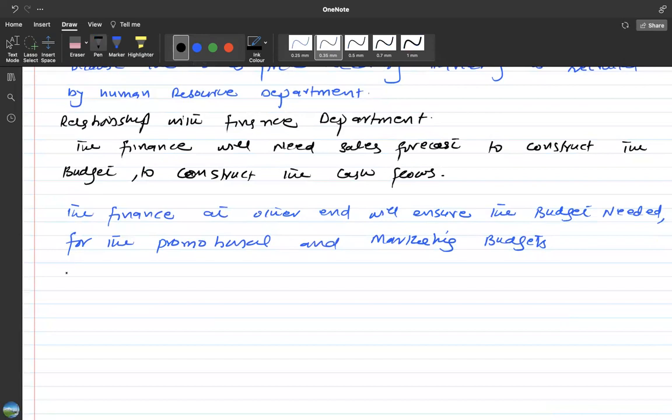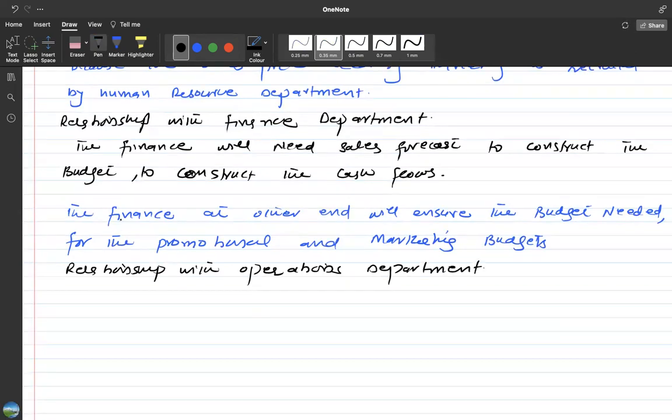Relationship with the operations department. The operations department is the department associated with the manufacturing of the goods, and with the keeping of warehouses for inventories and all that. So market research will help the operations department in the planning of new products.